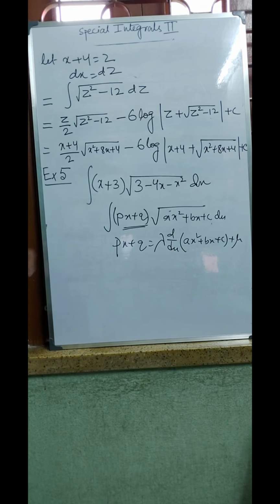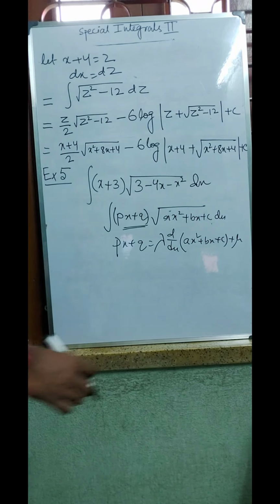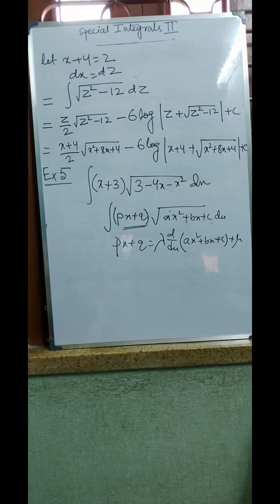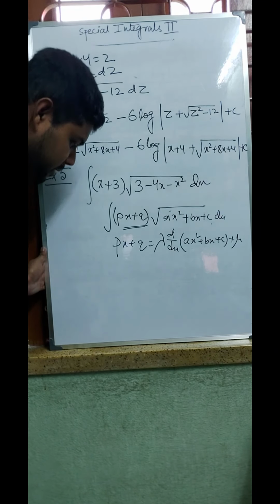Now to write this, what to do? See here, what is the derivative of this whole thing inside? So this is your minus 4 minus 2x. So I have to multiply by a minus half and then I have to multiply by a minus 2.